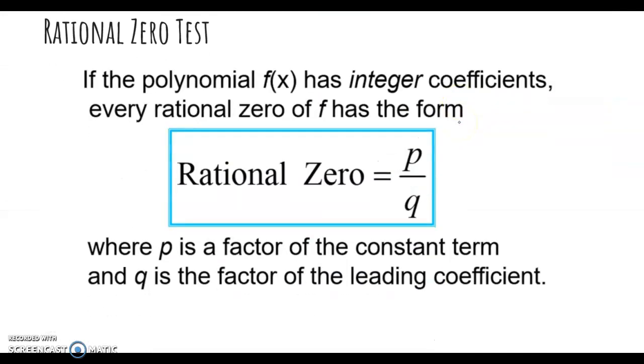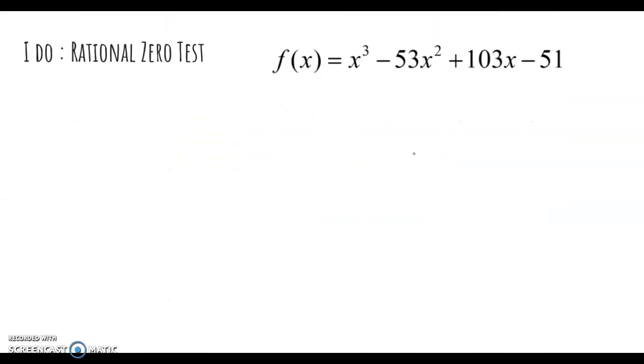The rational zero test is: if a polynomial f of x has integer coefficients, every rational zero of f has the form p over q, where p is a factor of the constant term and q is a factor of the leading coefficient. So let's show you what this means. So we're going to do the rational zero test on this problem.